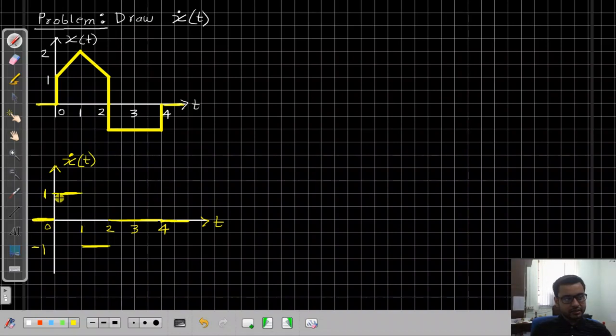So this is the derivative of x(t), but this is not correct. This is wrong. Why? You can verify that this is wrong by back calculating. That is, you start from this derivative and integrate this signal and check whether you get back the original x(t) or not. So let us do the back calculation.